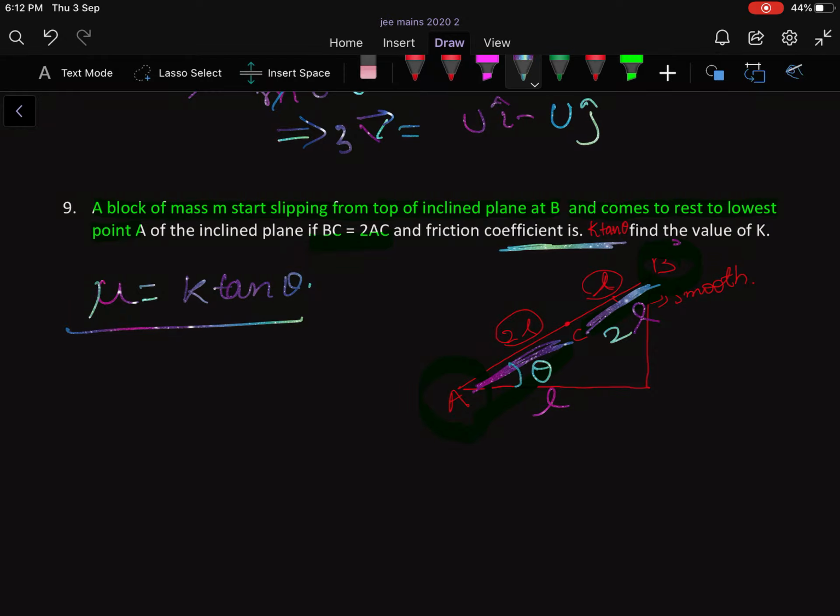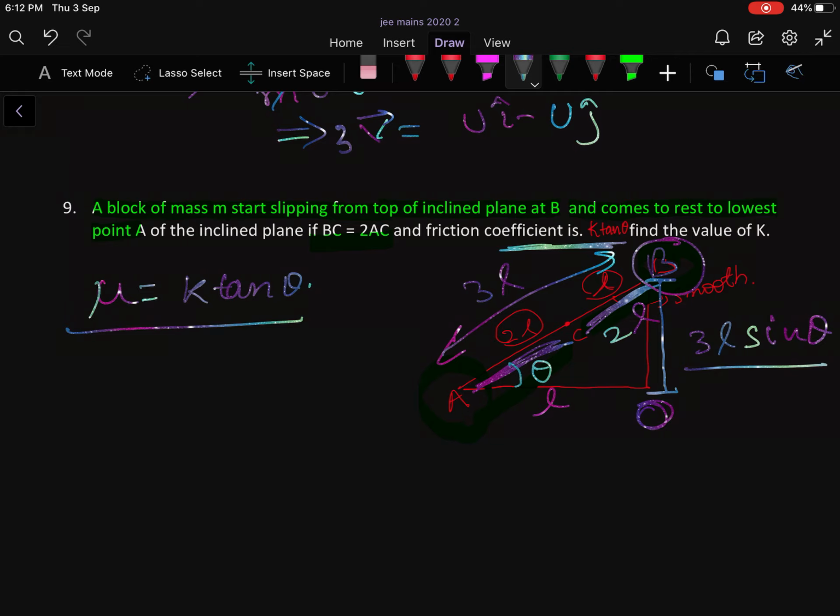Here you can see that we have to apply the conservation of energy. So if it is coming from B to A, first find the B to O height. The height will be, BA is total 3L. So it will be 3L sine theta. Correct? Assume the inclination is theta angle. So this is 3L sine theta.